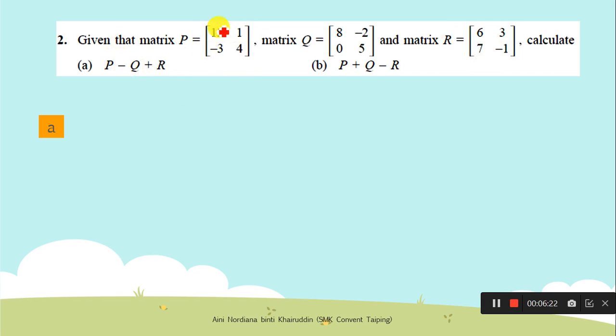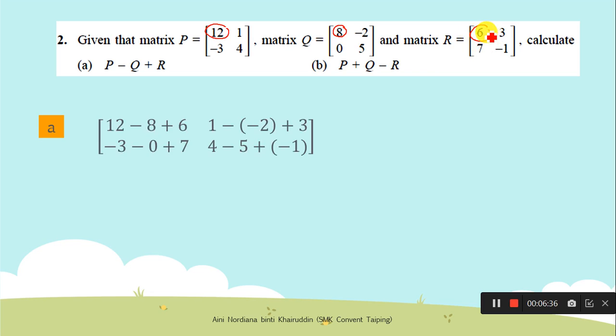So for matrix P, for the first row, first column, 12 minus 8 plus 6. Okay, 12 minus 8 plus 6. For the first row, second column, 1 minus negative 2 plus 3. Okay, do the same thing for this element and this element. So you'll get the answer 10, 6, 4, negative 2.